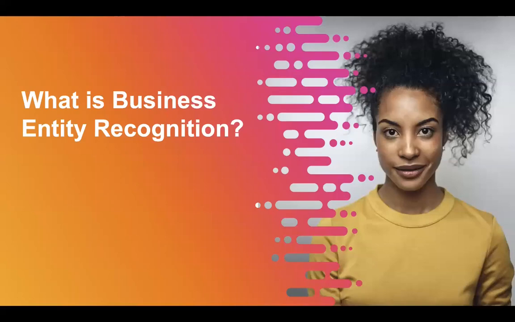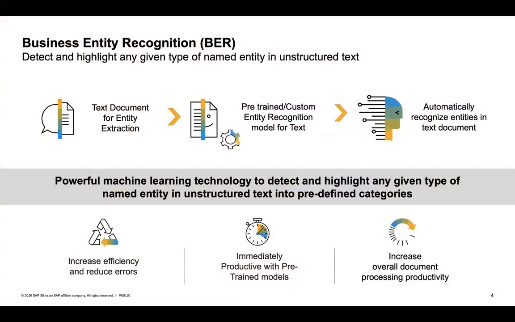So coming to what is business entity recognition. As the session states, business entity recognition is a service that is used to detect and highlight any given type of named entity in unstructured text. So unstructured text can be anything ranging from emails or chats or simple statements that we receive via tickets. The purpose of this service is that if we have unstructured text and we want to extract some meaningful information out of it, we can easily do that without manually reading through the text, including emails and chats, and then we can automate these processes.